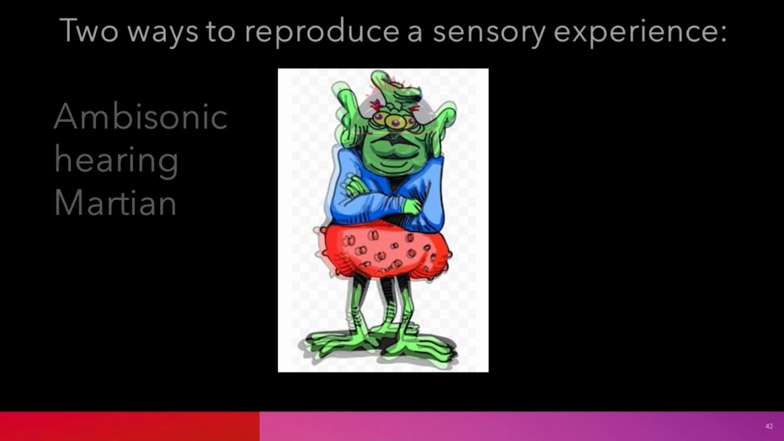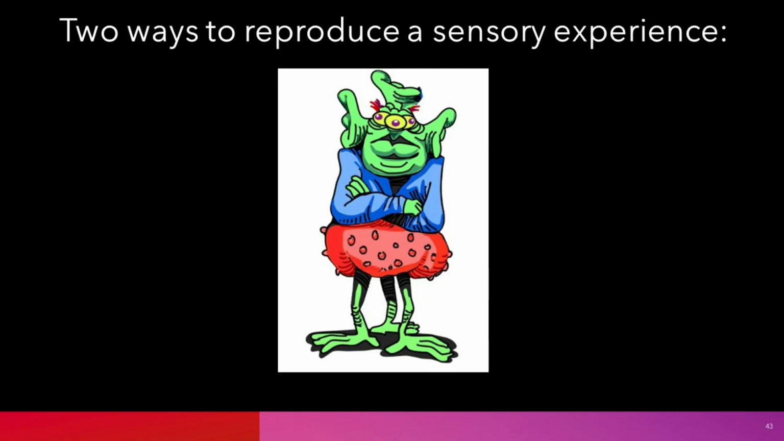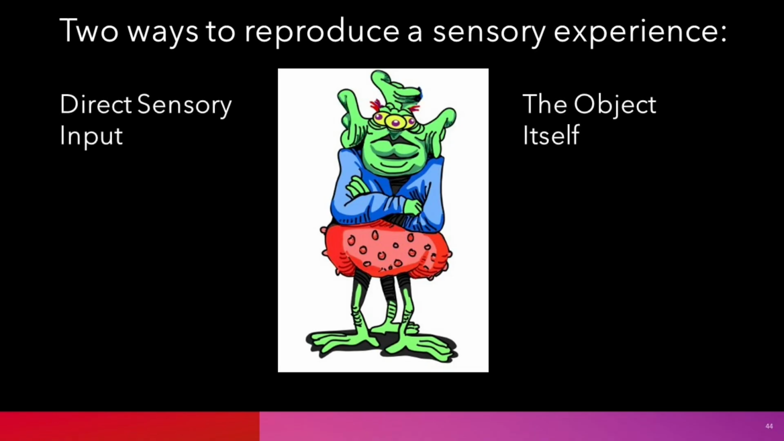We have to go back to what I said: there are two ways to reproduce a sensory experience, that is, in your vision system or in your auditory system. Direct sensory input, like headphones, or you can reproduce the object itself and just let all the beings sit down and listen.